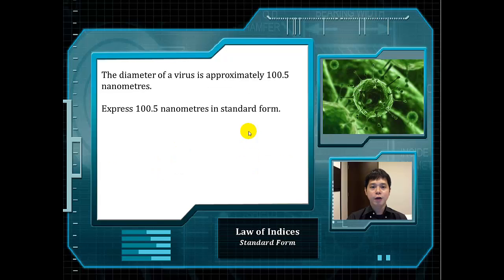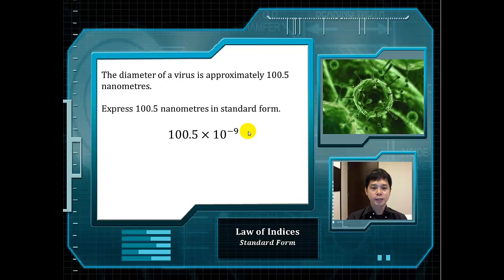The diameter of a virus is approximately 100.5 nanometers. Express 100.5 nanometers in standard form. Nano is the prefix for 10 to the power of, yes, it's 10 to the power of negative 9. And hence we can write it as 100.5 times 10 to the power of negative 9.